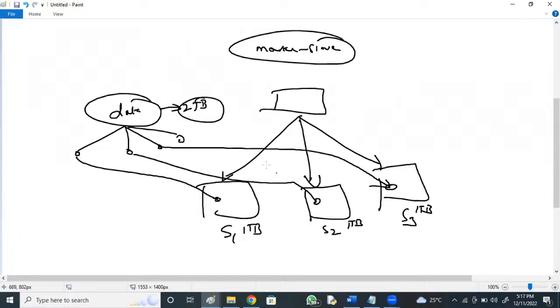So every node, every system, whether master node or slave node, will have a local file system, Linux, and the Hadoop distributed file system. Local file system and Hadoop distributed file system, on every node, right?